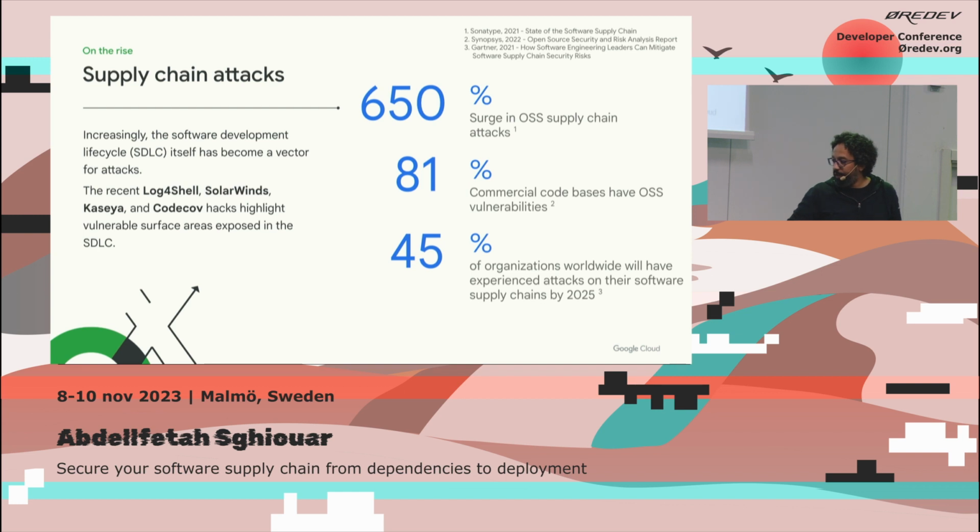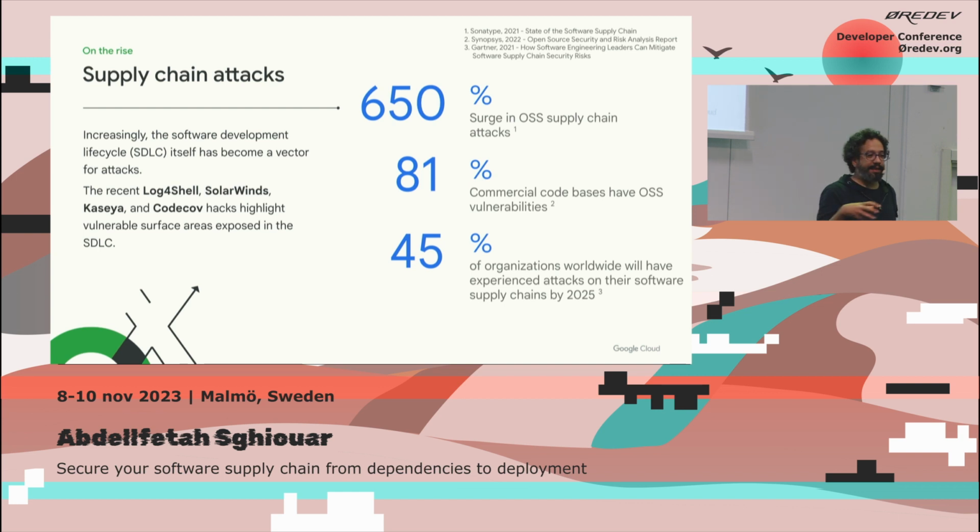There are a bunch of studies that have been done. One done by Sonatype in 2021 called the State of Software Supply Chain says that we're supposed to see a surge in OSS type attacks by up to 650%. Another study said that 81% of commercial code bases have some sort of vulnerabilities. Commercial code bases is off-the-shelf software. It's third-party software that is not open source. And that 45% of all organizations worldwide will experience some sort of software supply chain attack by 2025.